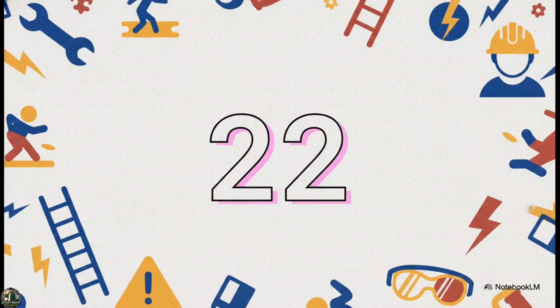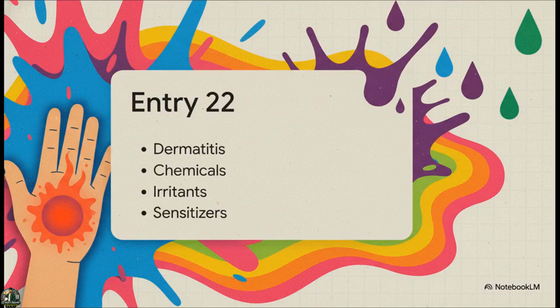I actually want to zoom in on entry number 22 for a second, because it represents one of the absolute most common physical hazards faced across everyday industries. Entry 22 brilliantly illustrates how the schedule gets highly scientific to make sure workers are protected. It lists occupational or contact dermatitis caused by direct contact with chemicals and paints, but it goes a step further, explicitly stating that these come in two types: primary irritants and allergic sensitizers.